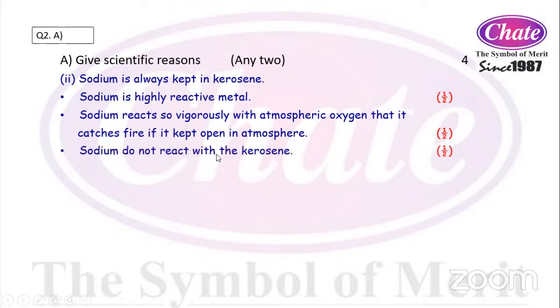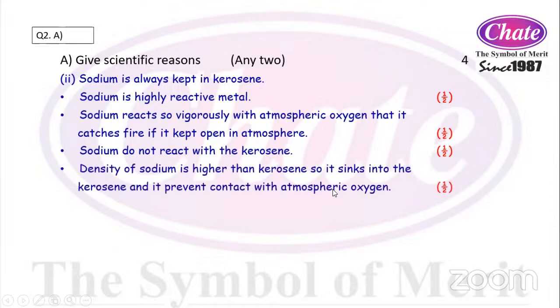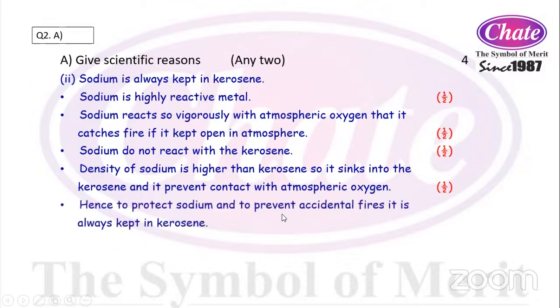Then, sodium does not react with kerosene, so we can keep it in that. But what if it floats on the kerosene? So we have to mention that the density of sodium is higher than kerosene, so it sinks into the kerosene and is prevented from contact with atmospheric oxygen, and that is why it does not react there. So safely we can keep the piece of sodium metal in the kerosene and it will protect it. That is why we keep sodium in kerosene. So that was the answer.